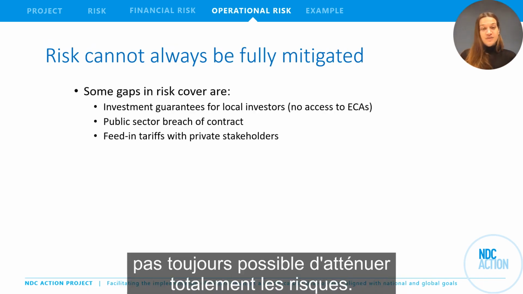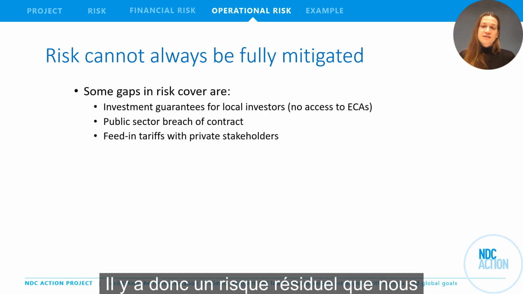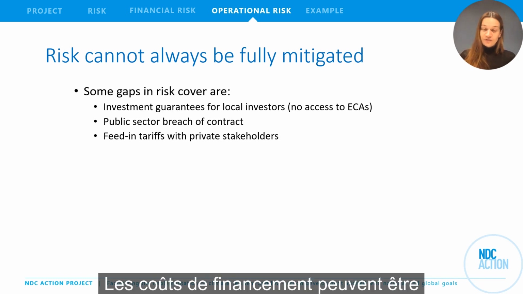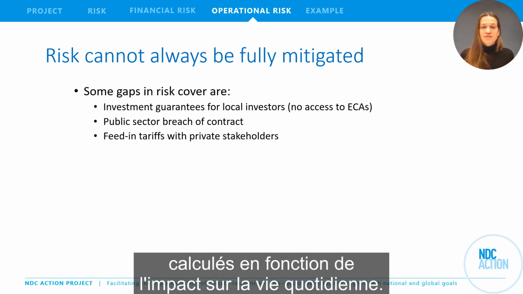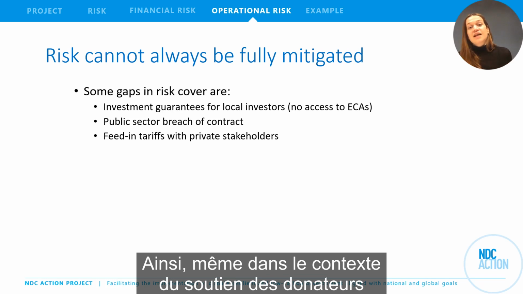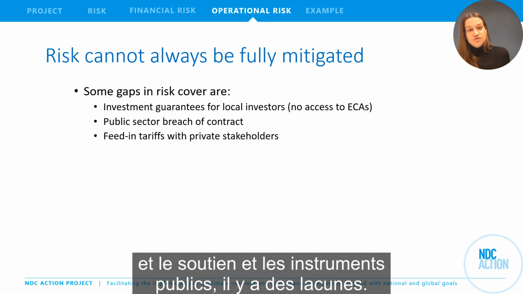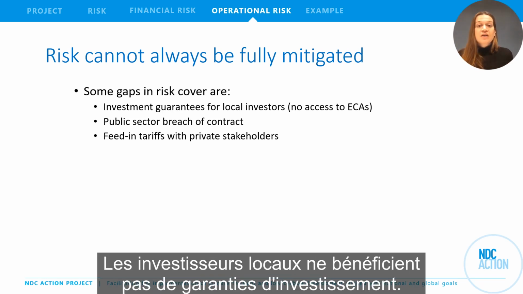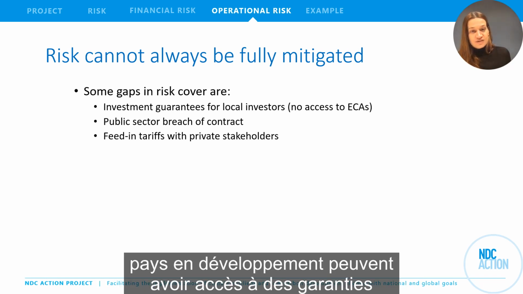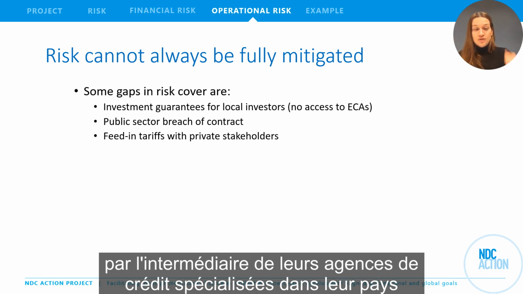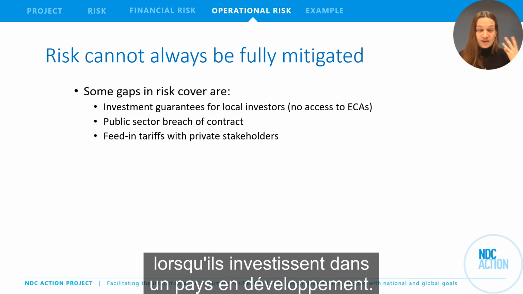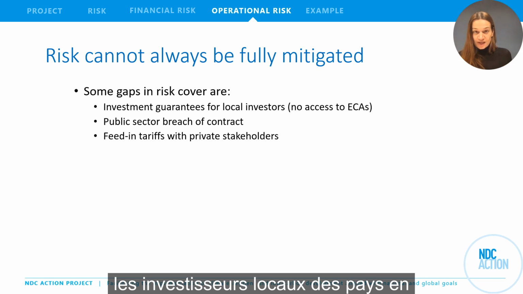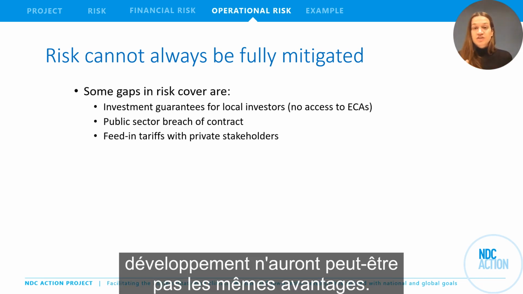And we should be mindful that risk cannot always be fully mitigated. So there's a remainder of risk that we might have to live with and that might be priced into financing costs. So even in the landscape of donor-supported and public-supported instruments, there are gaps. There's a lack of investment guarantees for local investors, while foreign investors in developing countries may have access to guarantees through their export credit agencies back at home. When they invest in a developing country, local investors in developing countries may not have the same benefit.